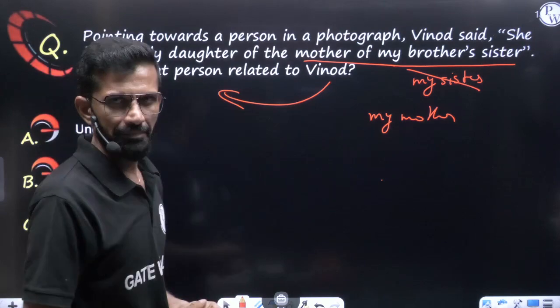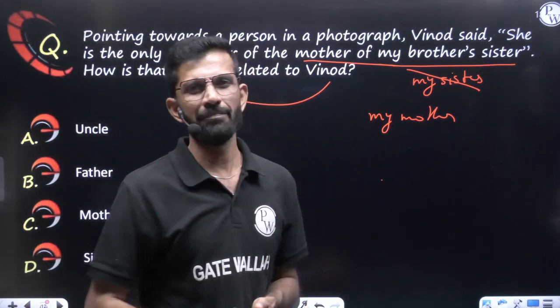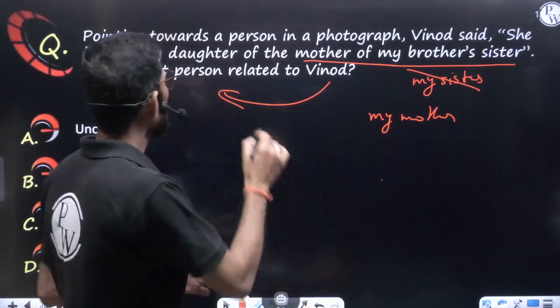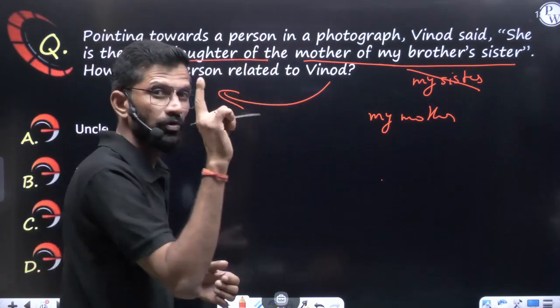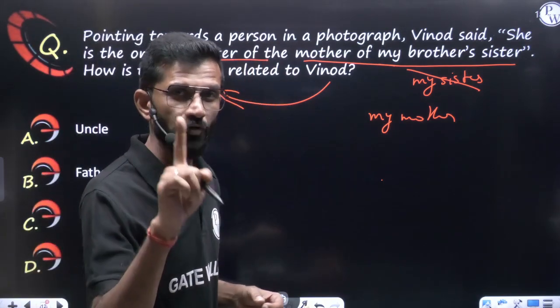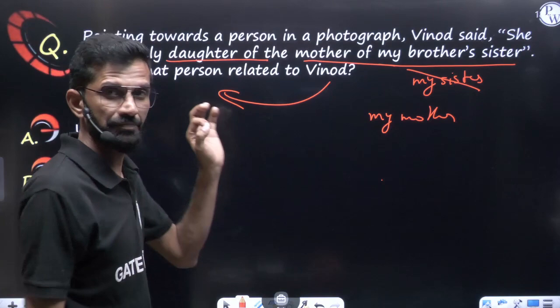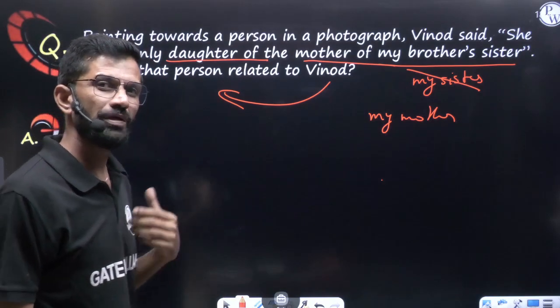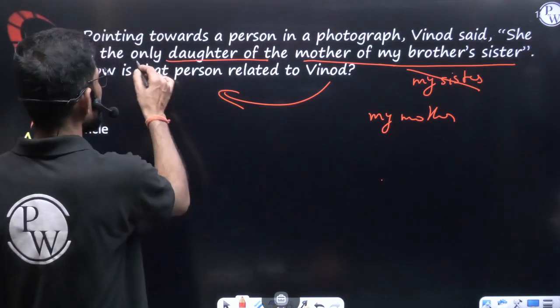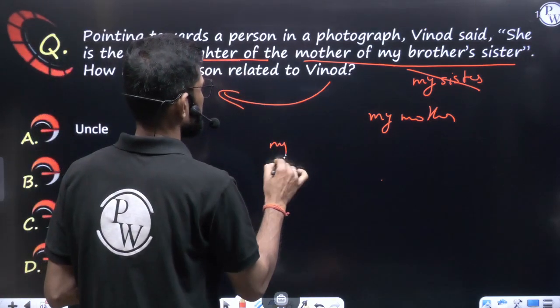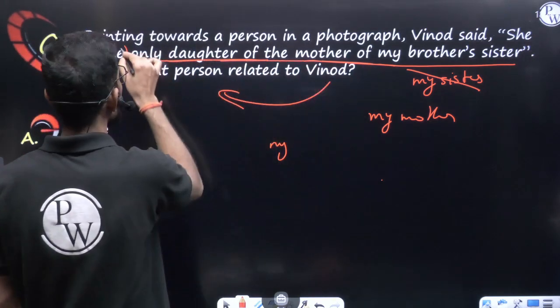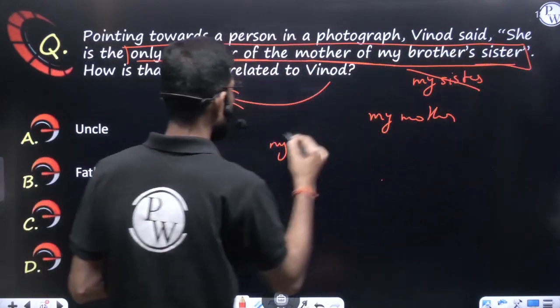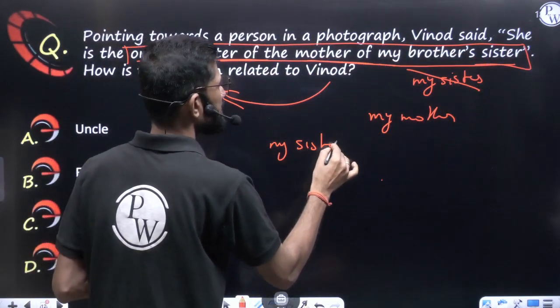Only daughter of my mother. Who will be that person? Only daughter. My mother is having only. Only means there is one only. Only one daughter. Only word means be careful. Single. So only daughter, who will be that? My sister. So for this part, I can use my sister. Complete this part, I have removed, omitted, and I used directly my sister.